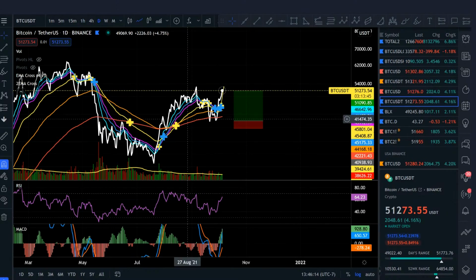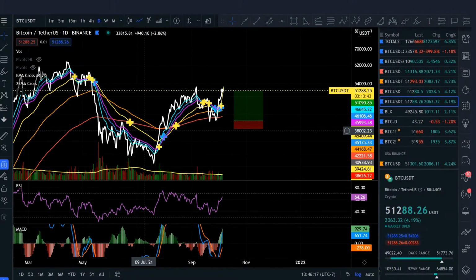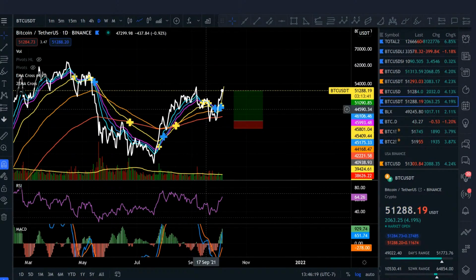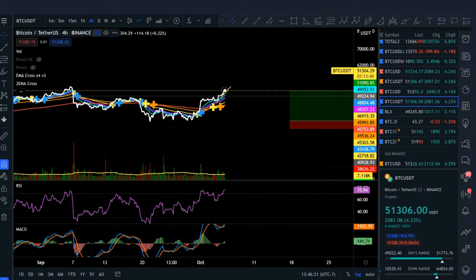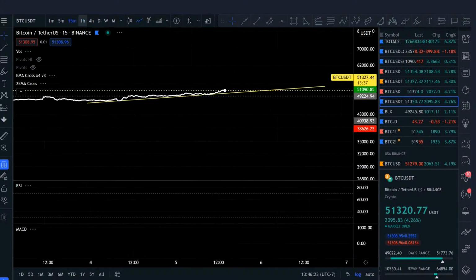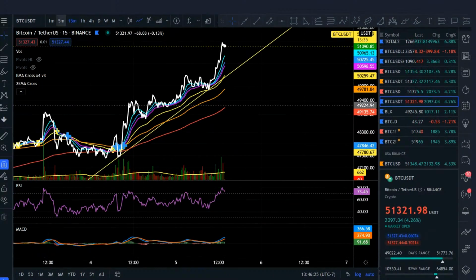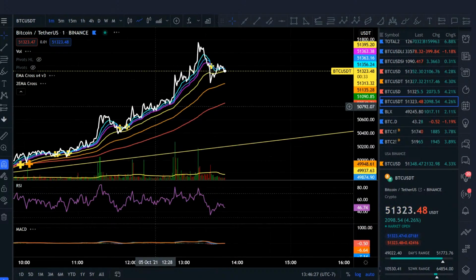So on daily, golden cross up. Okay, we're not golden cross down anymore. Death cross is golden cross up. Daily, 4 hour golden cross up. 1 hour golden cross up. 15-minute golden cross up. 5 minute golden cross up. And a 1 minute golden cross up. So 6 time frames are golden cross up.